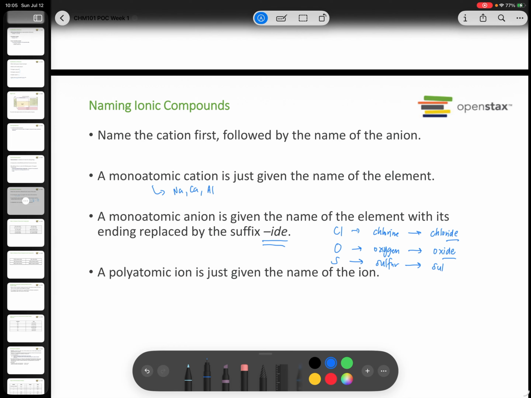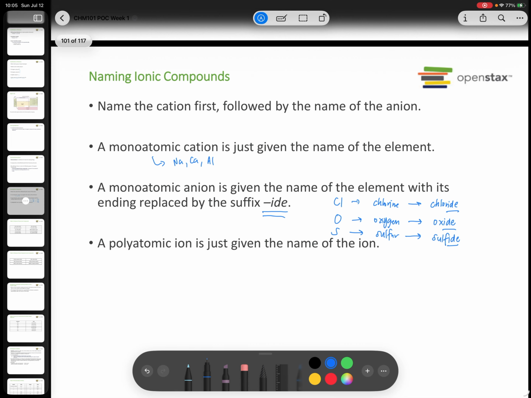Sulfide. Okay? So, ganun siya, no? Kapag monoatomic anions, no? So, if the ion is polyatomic, no? Polyatomic. So, ito, di ba? Usually, ganyan yung form nila.